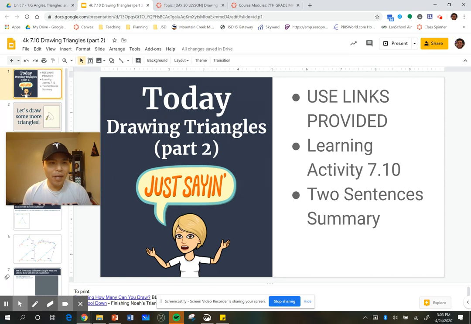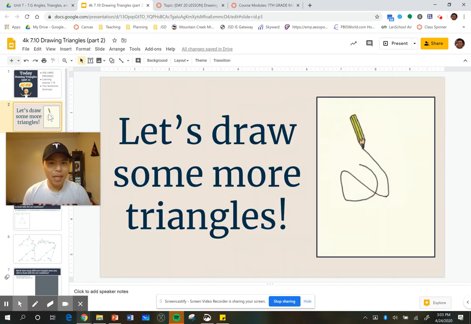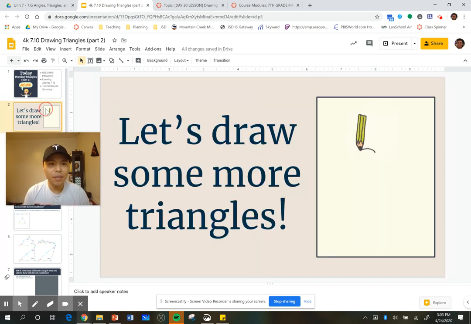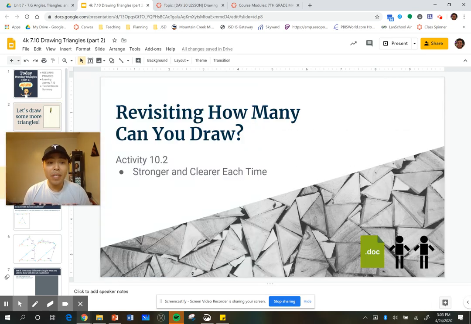Today we're going to learn about drawing triangles part 2. We're going to keep on drawing those triangles to get a sense of what builds a triangle and to eventually see what matches together. In this goal, you should be able to draw different triangles with these measurements and show that these measurements determine one unique triangle or no triangle.